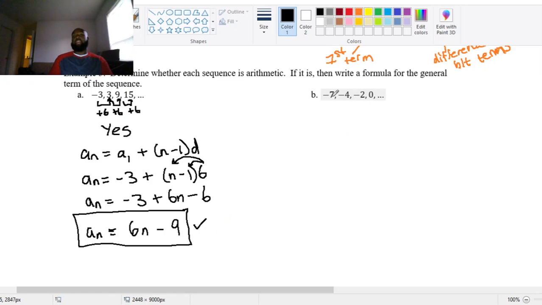Let's go to part B here, right? Negative 4 minus negative 7, that means plus 7, right? Negative 4 plus 7 is a positive 3, so I'm adding 3 to get to that next term. Negative 2 minus a negative 4, that's negative 2 plus 4, that's a plus 2. All right, since these numbers aren't the same, I already know that is not an arithmetic sequence.